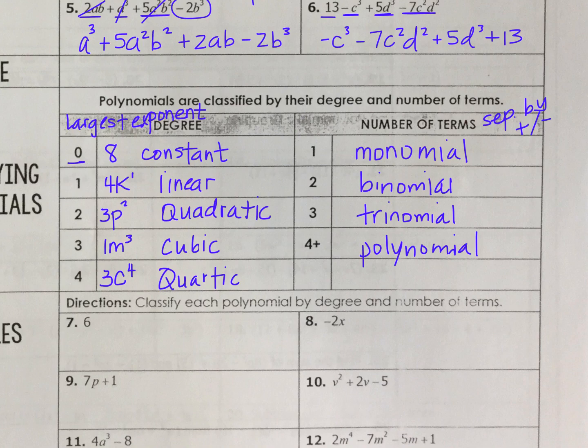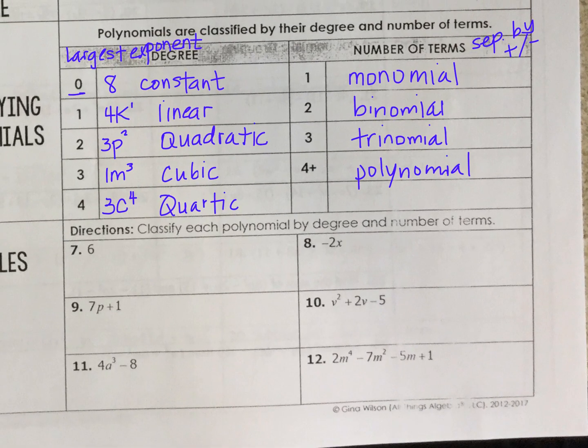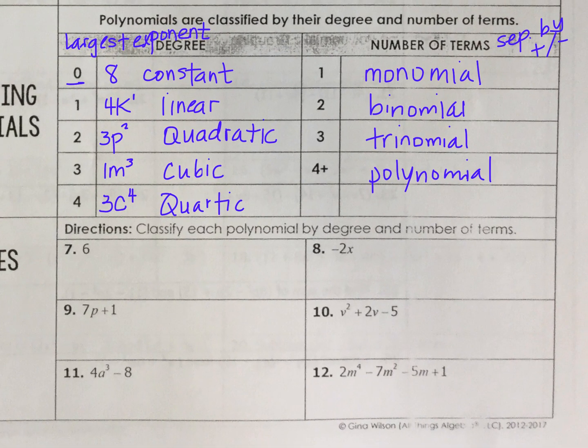So let's look at these problems right here and label them. So this one, number 7, it's just a 6. Well, when it's just a straight up number, it's a constant. And then there's no exponent, or there's only one term. So if there's one term, I have a monomial. So a constant monomial.